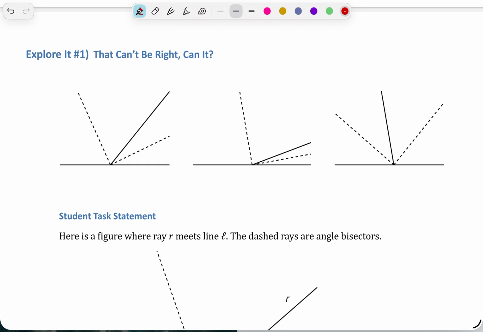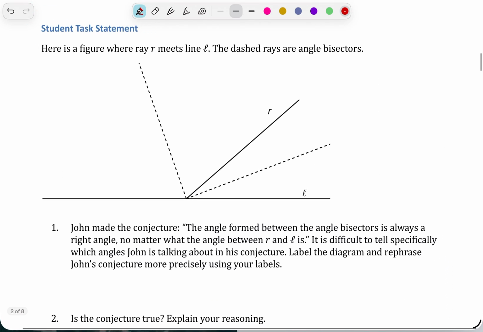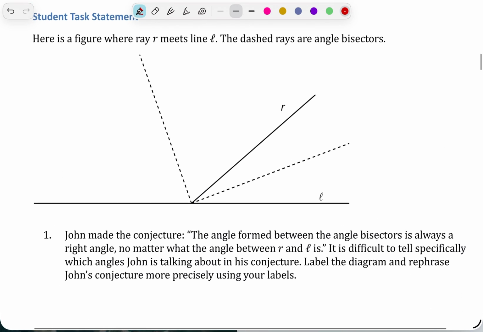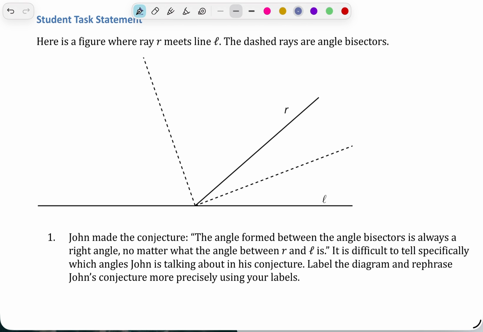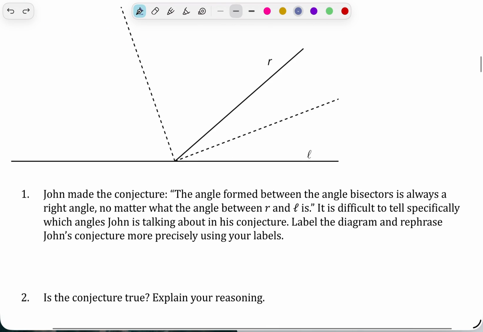Explore number 1. That can't be right, can it? So let's jump down to the student task statement. Here's a figure where ray R meets ray L. So don't forget, in geometry, it's usually just describing the figure. The dashed rays are angle bisectors. So this angle is cut in half by this dashed line, and this angle is also cut in half by this dashed line. John made the conjecture.